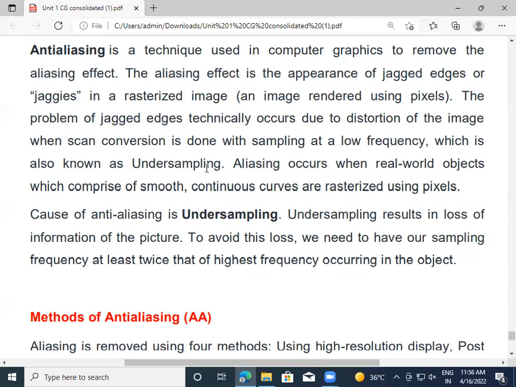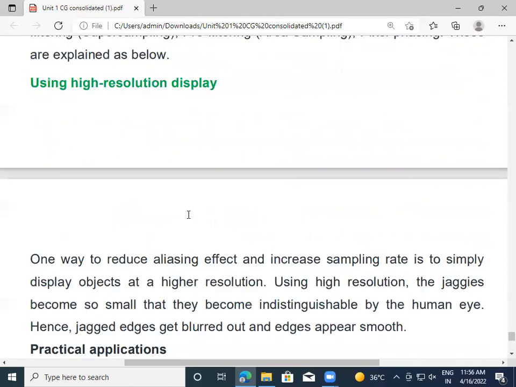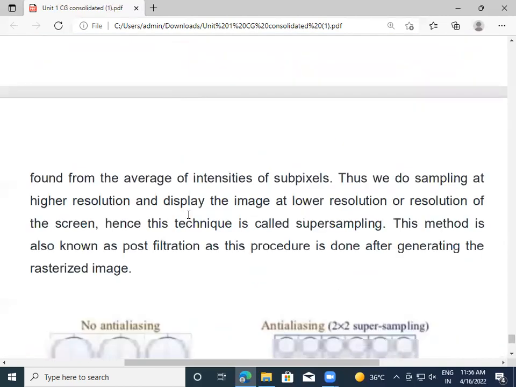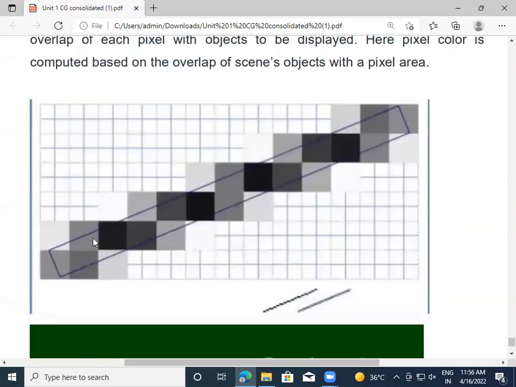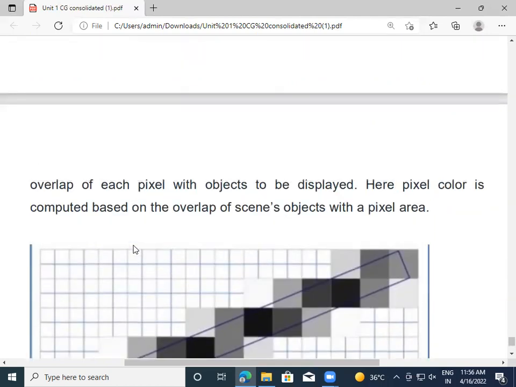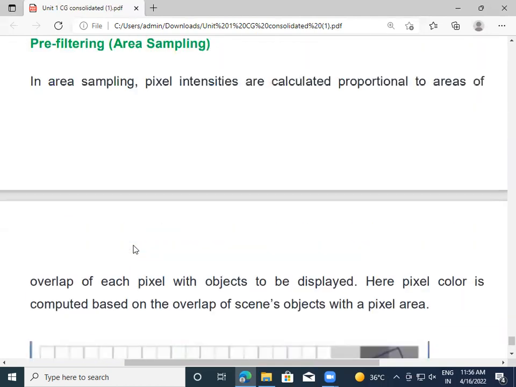So what are those methods? We will see first pre-filtering. I will explain all these things. In pre-filtering, whenever we are considering the image, before displaying it, we consider the boundaries of that particular image. For example, if you are drawing a particular curve like this, then whatever the boundary of those pixels is, we keep that boundary the same size as the pixel.